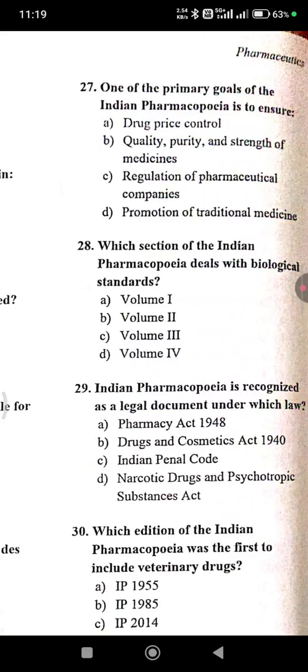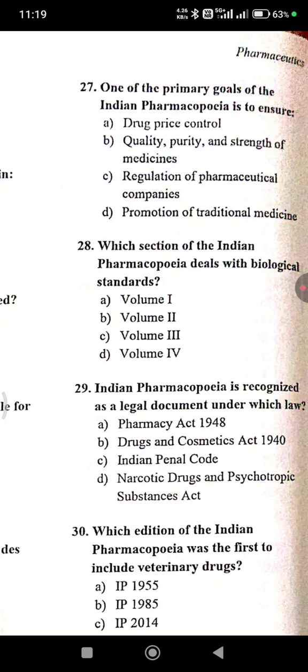Let's go to question number 27. One of the primary goals of the Indian Pharmacopoeia is to ensure, option B, quality, purity, and strength of medicines.